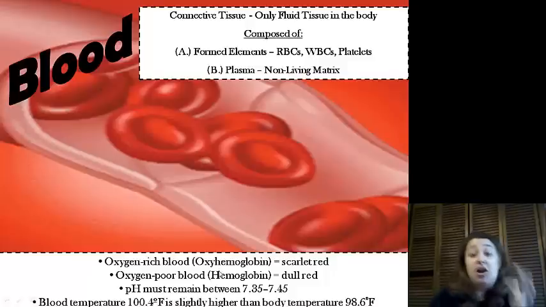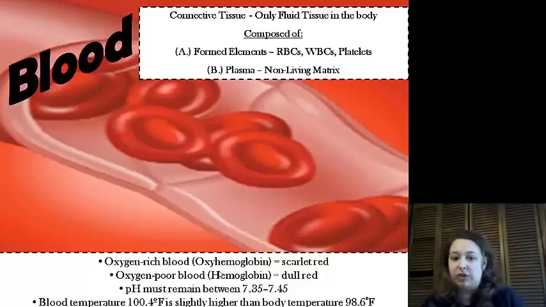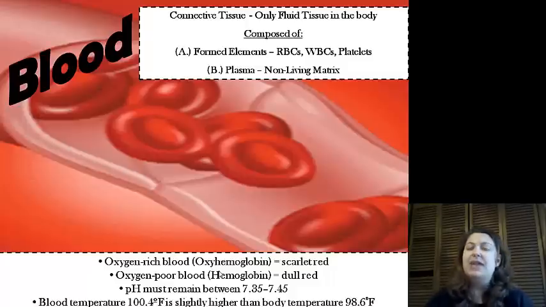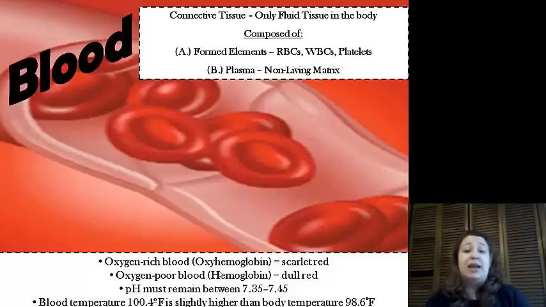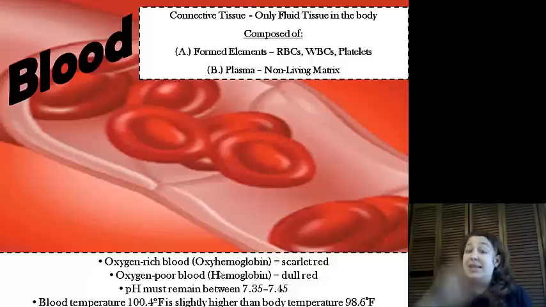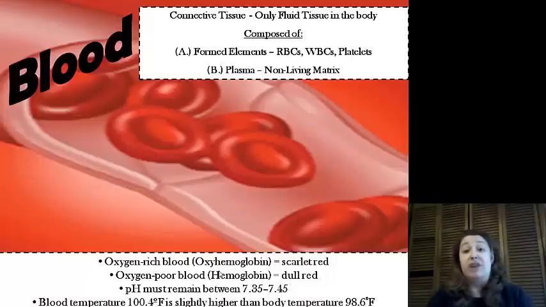Oxygen-rich blood is oxyhemoglobin, and it's going to be scarlet red. Oxygen-poor blood is going to be hemoglobin, and it's a duller red, but you notice both of them are red. It must maintain a pH balance of about 7.35 to 7.45, so just a little above neutral in the basic range. And it has a temperature of about 100.4, which is higher than our 98.6 degrees.